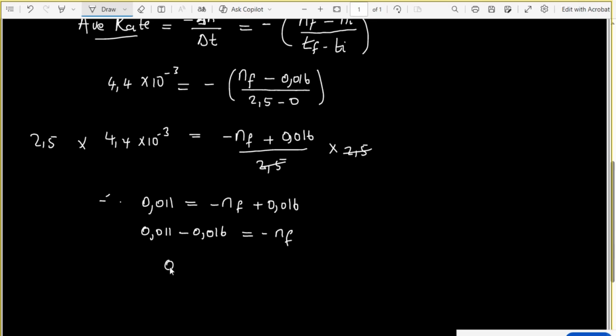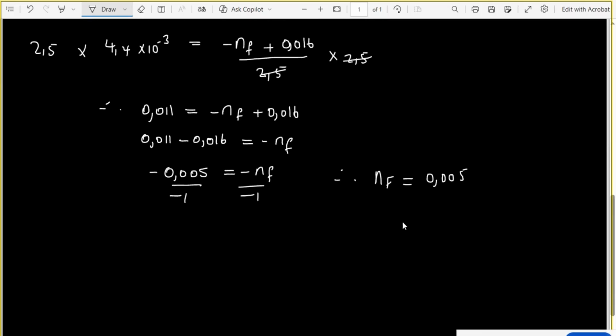So what do you get when you subtract the two? 0.005, right? Yes, negative. Therefore, divide both sides by that negative 1. Therefore, n final is equal to 0.005. Remember, this is the change in number of moles of that aluminum carbonate. I hope you guys understand. It's just 0.005. Okay?